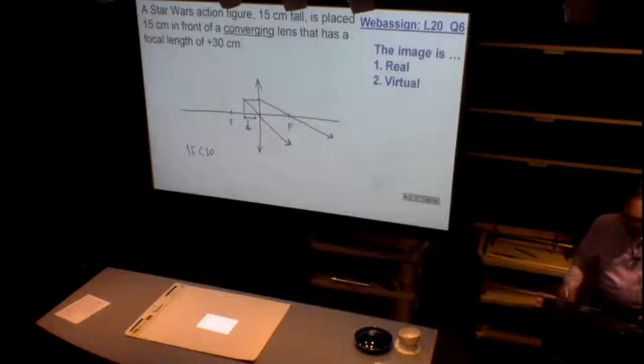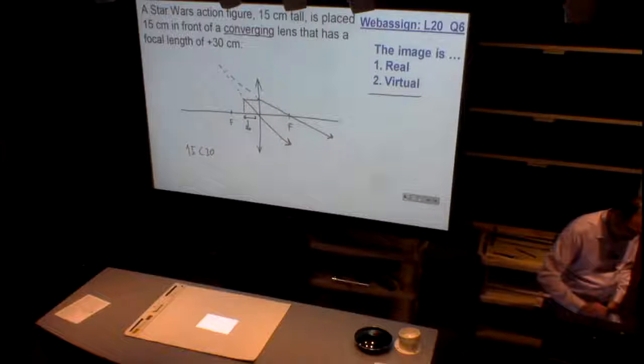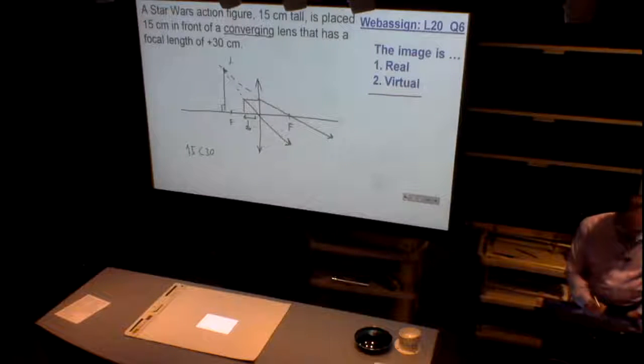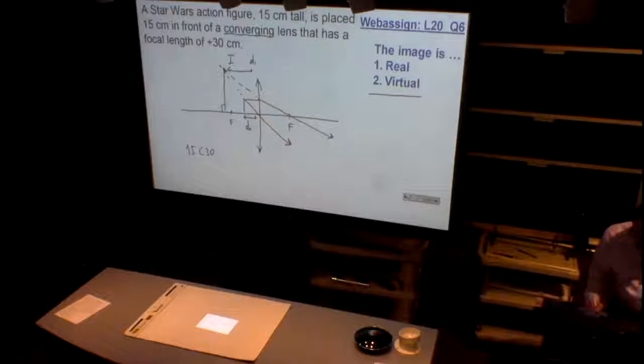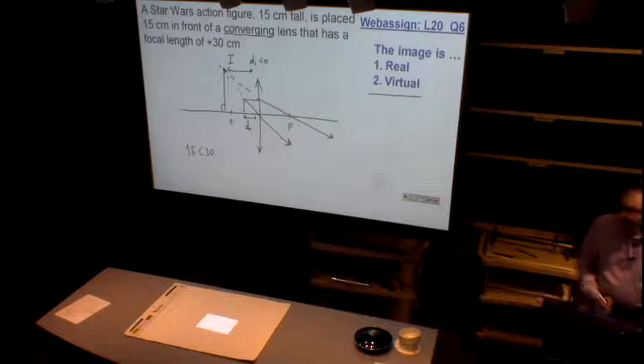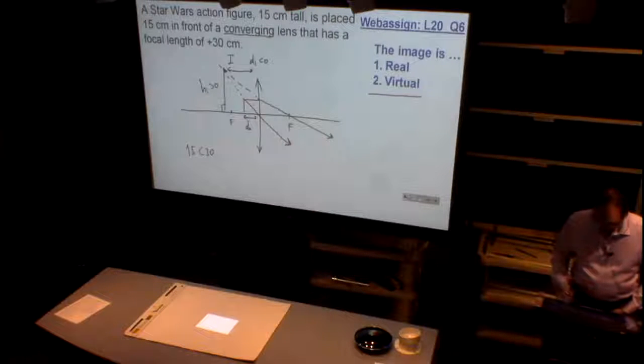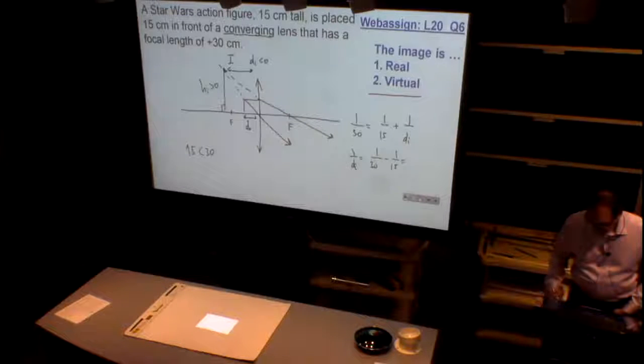What's left? Virtual. And where is it? Well, we have to use extensions. That's going to be the image. This will be the image distance, which has to be negative, because for all virtual images, it has to be negative. But the height will be positive because it's upright. Now what can we write? 1 over 30 centimeters should be equal to 1 over 15 plus 1 over di. 1 over di is equal to 1 over 30 minus 1 over 15, which is, times 2, 1 minus 2, negative 1 over 30. So this is negative 30 centimeters.